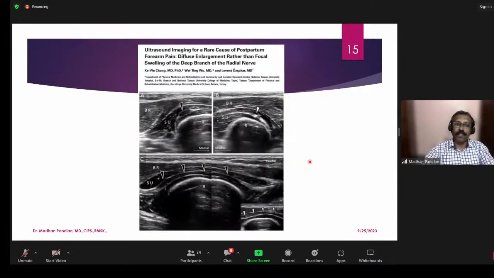This is a publication by Dr. Kevin Chang et al. It is a rare case of postpartum forearm pain with diffuse enlargement. You could see the diffuse enlargement rather than a focal swelling. This is because of repeated resting of the baby on her forearm.